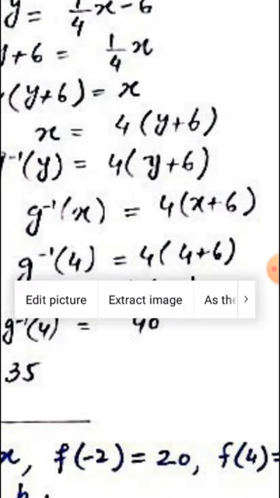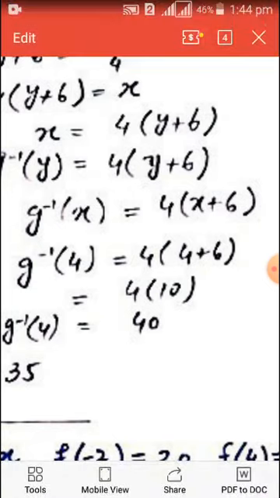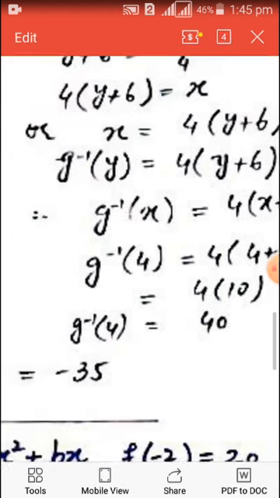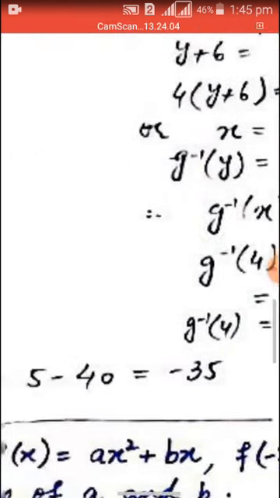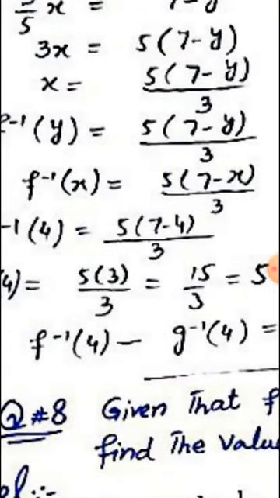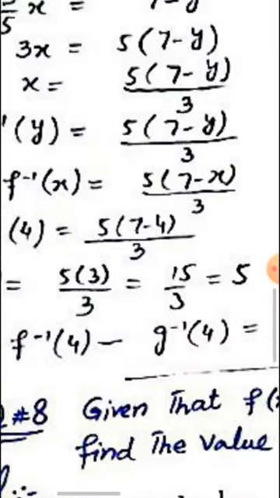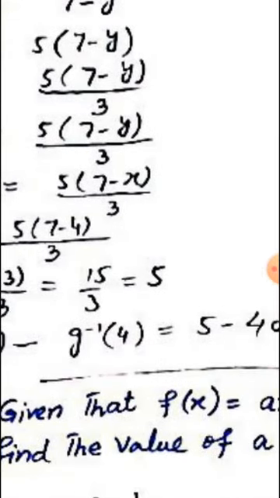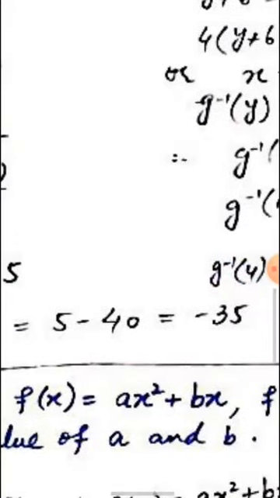And we want to find the g inverse 4 value. Just put the value of 4 in x. g inverse 4 is equal to 4 into (4 plus 6), 4 is the value of x. 6 plus 4 is 10, 10 times 4 is 40. So g inverse 4 is 40. We want to find f inverse 4 minus g inverse 4. The f inverse 4 value is 5 and the g inverse 4 value is 40. 5 minus 40 is minus 35, which is the answer.